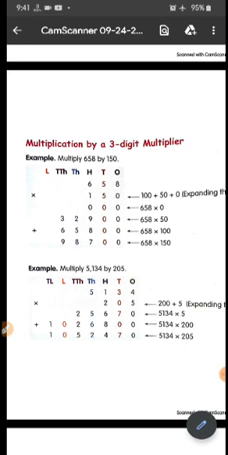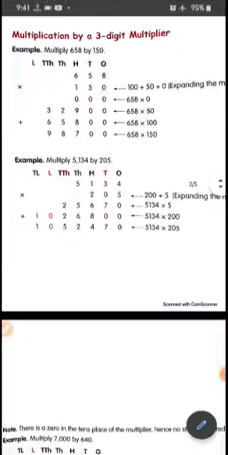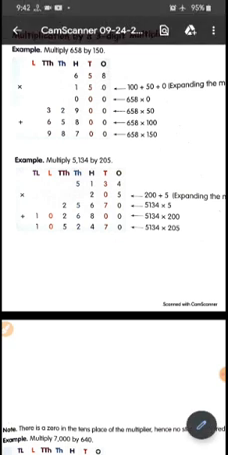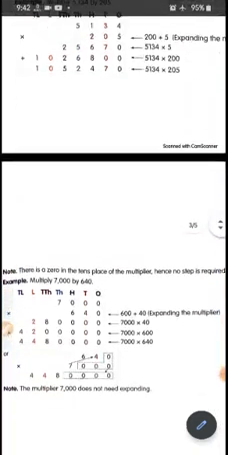658 multiplied by 150. Similarly, the next example is what we will get when we multiply 5134 into 205. In the same way, when we do the steps, and after the third step, we will get the answer as 10,52,470. So let's move to the next topic.